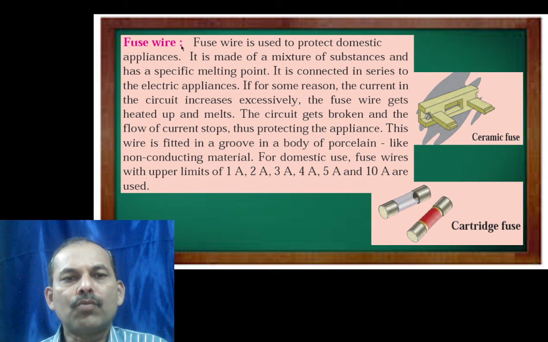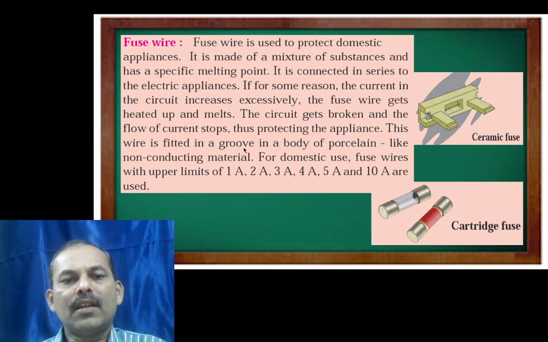Then we'll learn about fuse wire. Fuse wire is used to protect domestic appliances. It is made of a mixture of substances and has a specific melting point. It is connected in series to the electric appliances. If for some reason the current in the circuit increases excessively, the fuse wire gets heated and melts. The circuit gets broken and the flow of current stops, thus protecting the appliances.